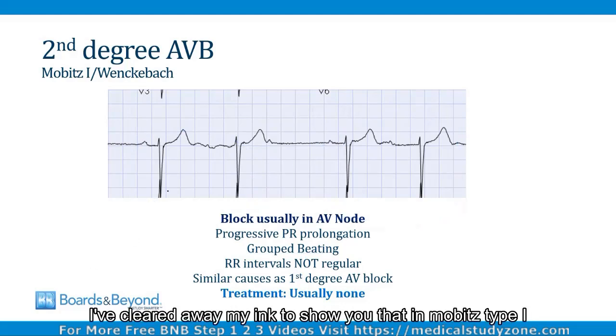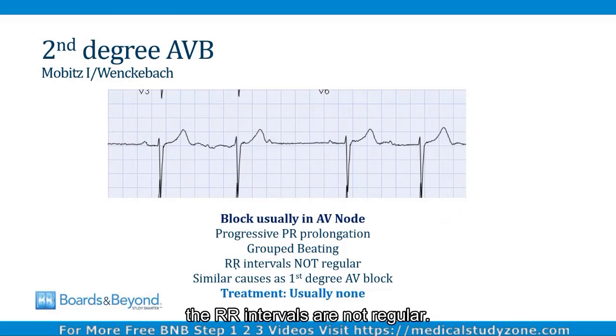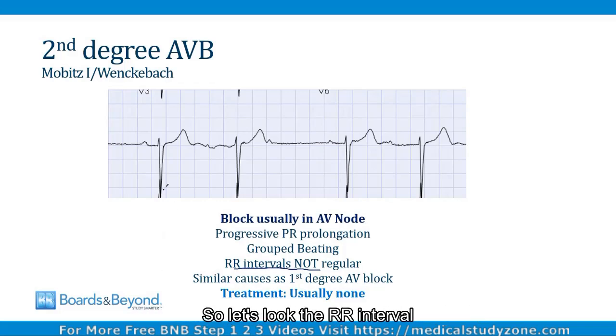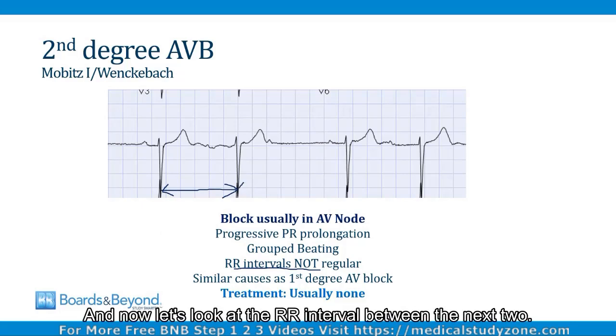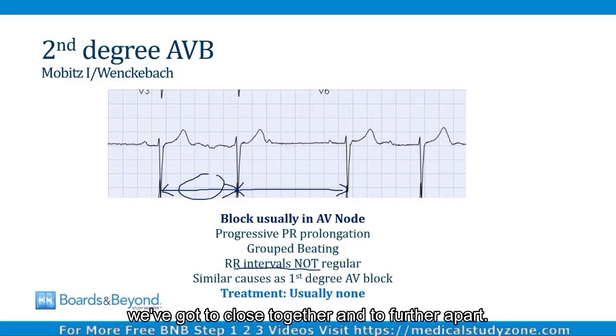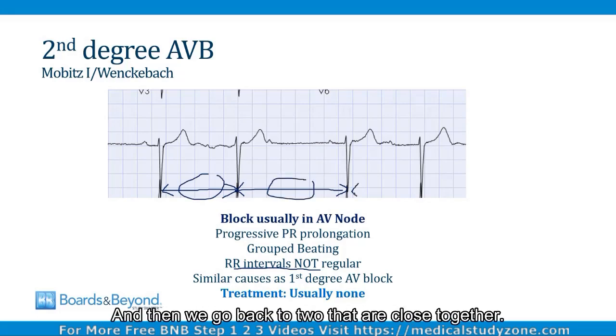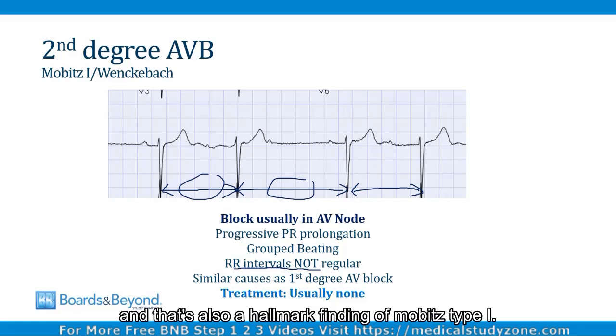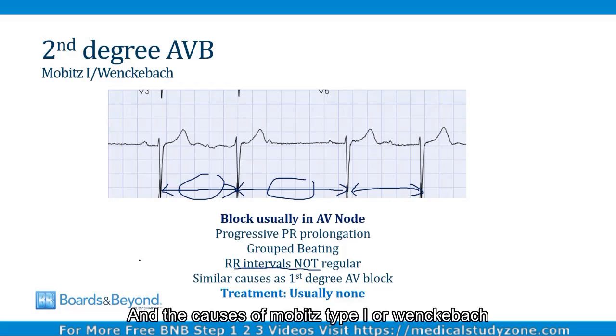And then once more, I've cleared away my ink to show you that in Mobitz type 1, the RR intervals are not regular. This is an important finding to help distinguish Mobitz type 1 from other forms of heart block. So let's look at the RR interval between the first two QRS complexes. And now let's look at the RR interval between the next two. You can see that it's varying. We've got two close together and two further apart, and then we go back to two that are close together. These RR intervals between QRS complexes are irregular, and that's also a hallmark finding of Mobitz type 1. And the causes of Mobitz type 1 or Wenckebach are basically the same as first-degree AV block.